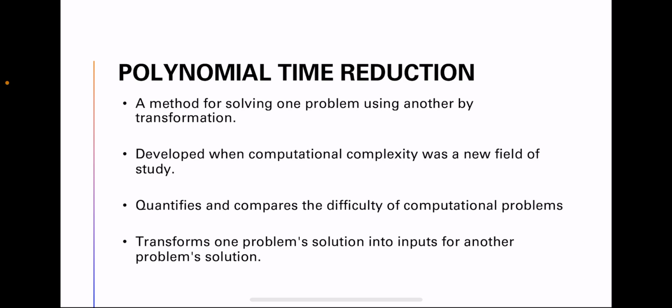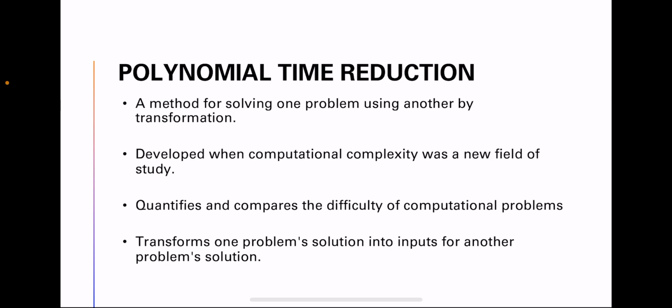To truly appreciate why Cook was important, though, we have to understand what exactly it is that he showed. So we have to understand what we're talking about. First, what is polynomial time reduction? Well, at the time the paper was written, computational complexity was a very new concept. They were just starting to explore the idea that some computational problems are harder than others.